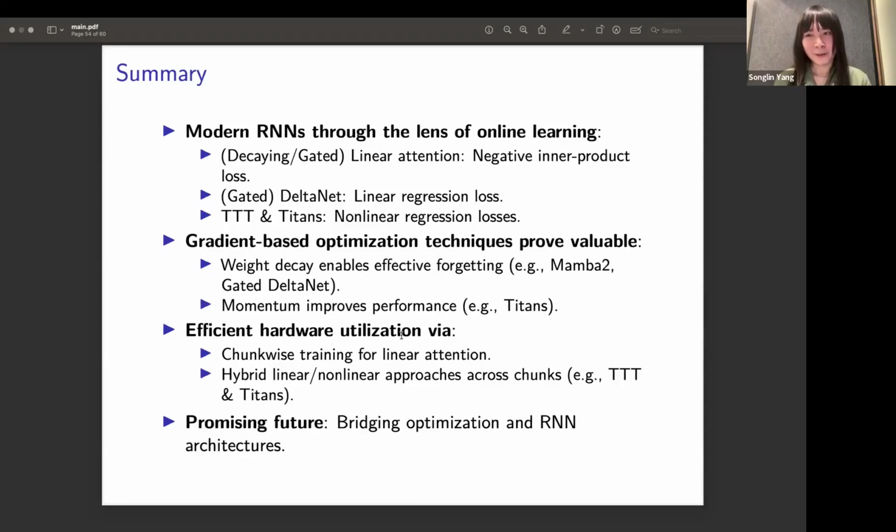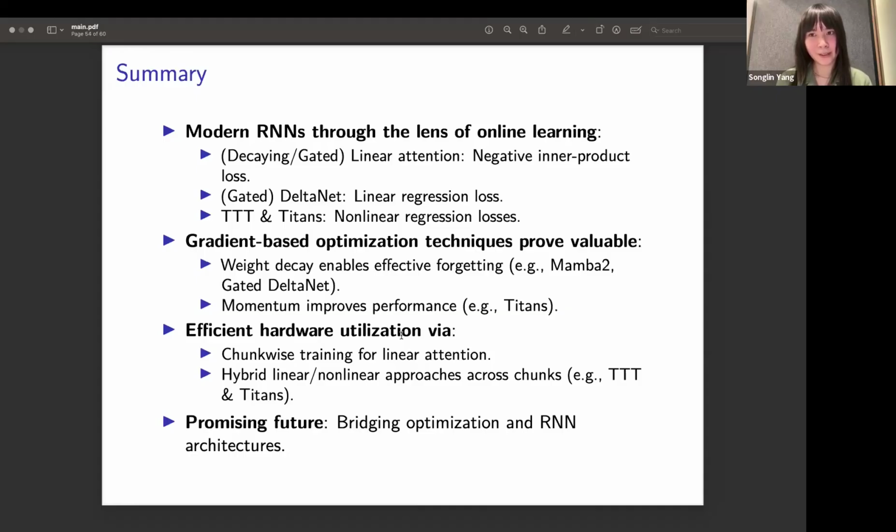Aside from the learning objective, the optimization is also crucial, and there are many techniques for gradient descent optimization, like weight decay and momentum. It could be interesting to see if there are any other gradient optimization techniques to be used in RNN updates.